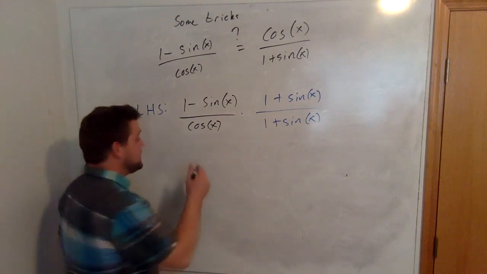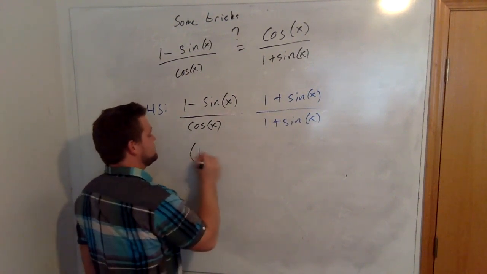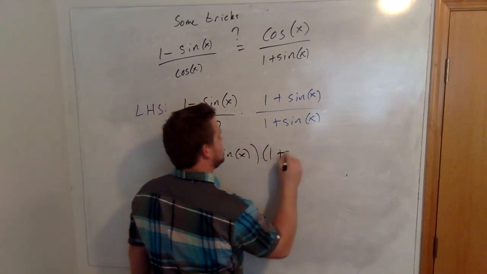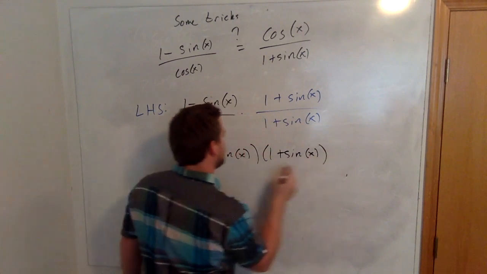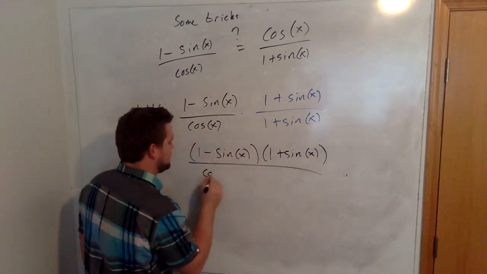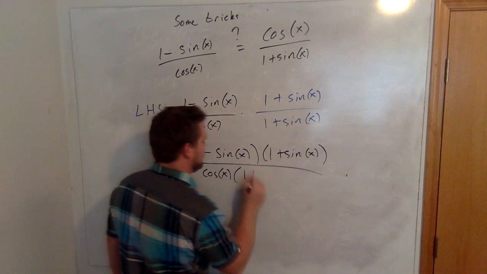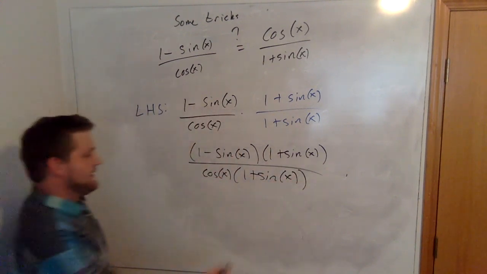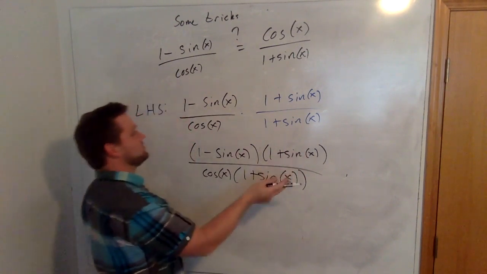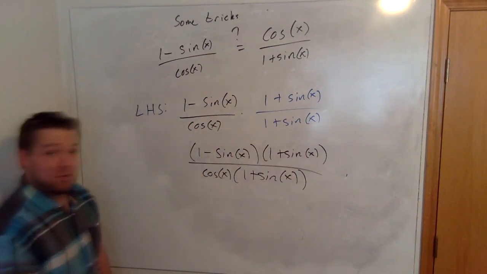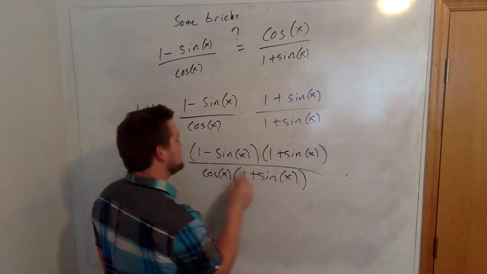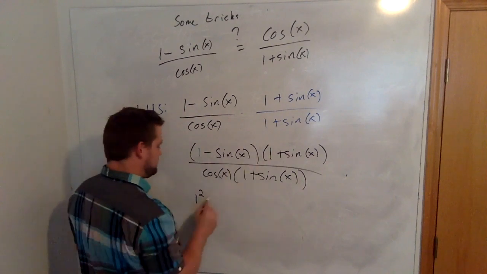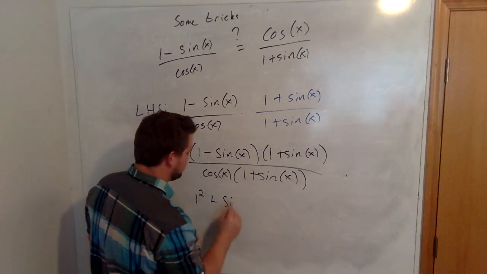Okay, this is going to be helpful, because when I multiply these fractions together, I get a 1 minus sine of x times a 1 plus sine of x, all over a cosine of x times a 1 plus sine of x. Don't cancel these out, you'd just be right back to where you started. The whole point here is I want to multiply these out. So I'm going to do a 1 times a 1, and I'll get a 1, and then a 1 times sine of x, so we'll just get a sine of x.